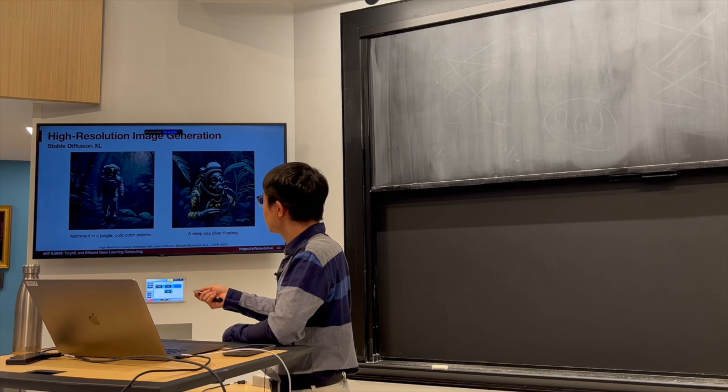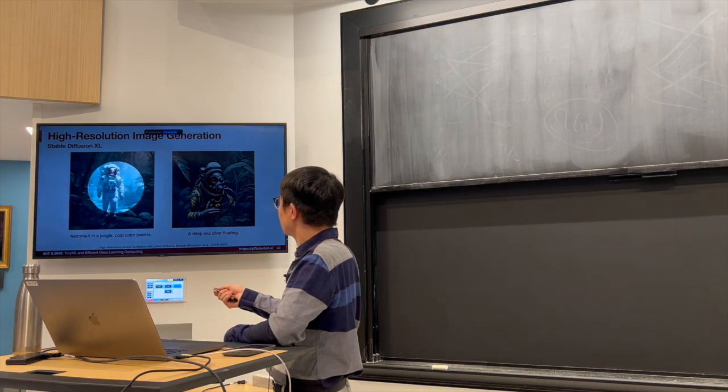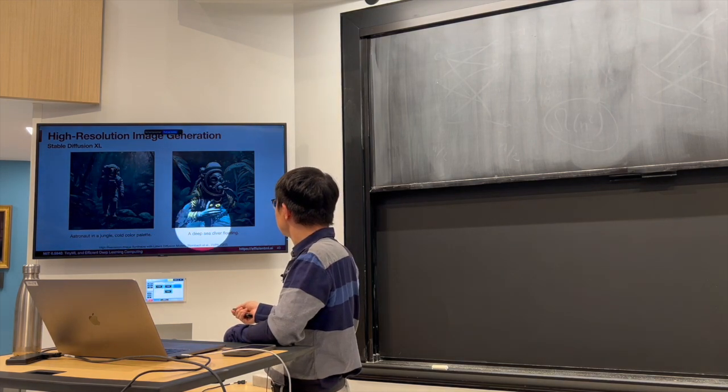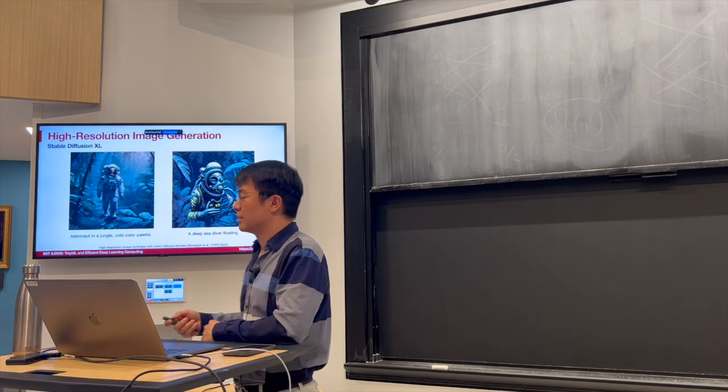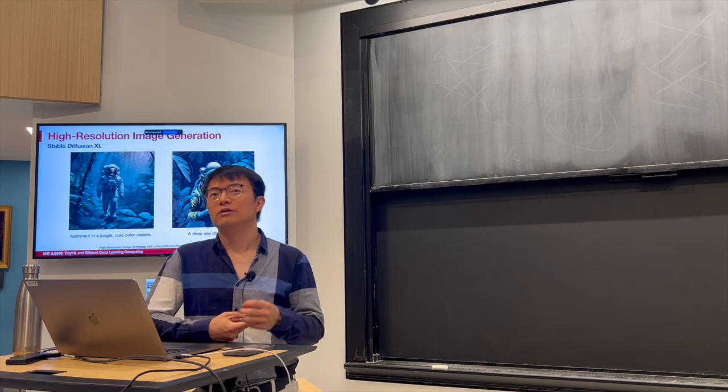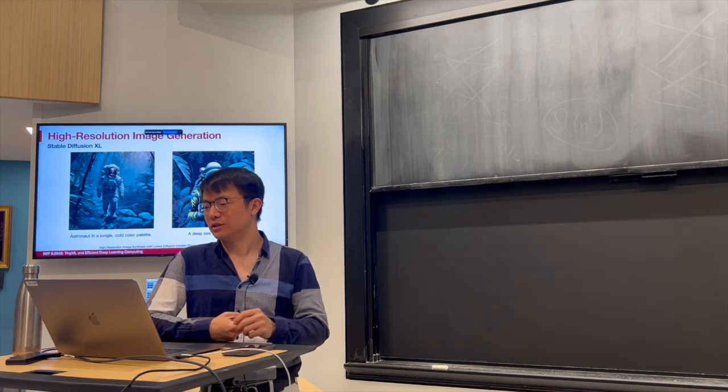Like here, an astronaut in a jungle, cold color palette. Here is a deep sea diver floating. Okay. This is Stable Diffusion XL for high resolution image generation.